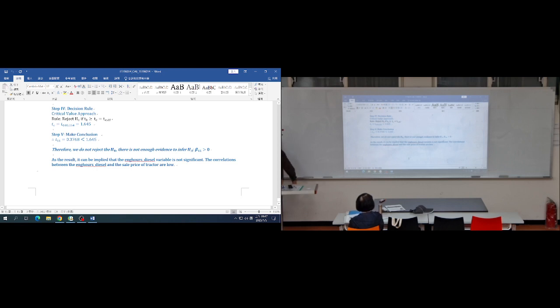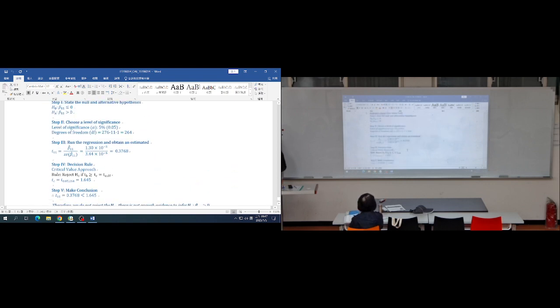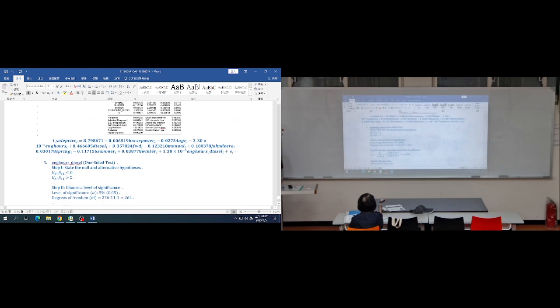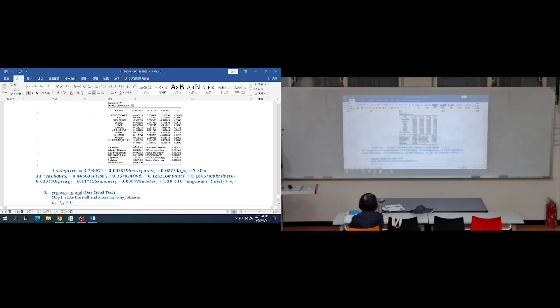The engineer hours diesel variable is not significant because I think the coefficient value is low. No, it's not because the coefficient is low. It's because the t-value is not significant. Do not say the coefficient is low or high, because you don't compare with what is small and what is large. The only thing we can compare is the t-statistics.